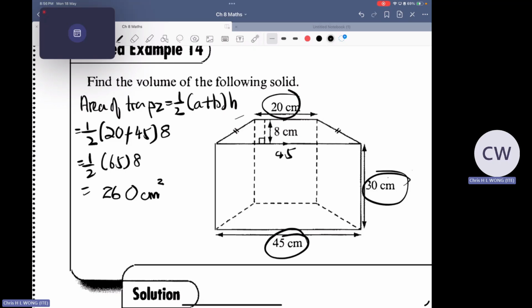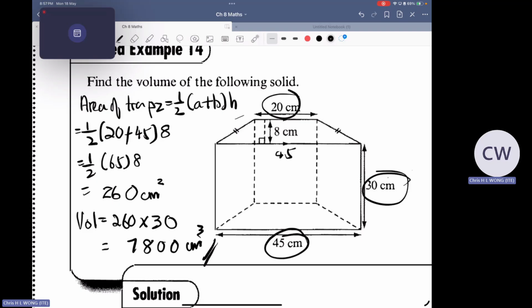If you want to find the volume, what do you do? Volume equals 260 times the length. Where's the length? Very good, 30. The height, the 30. 6 times 3 is 18, 2 times 3 is 6, 7800 cm cubed. Answer. It must be cubed. So volume is really easy.